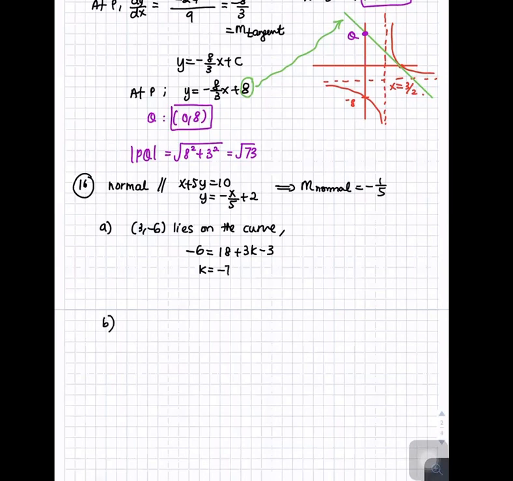Now it's a looping again. They said find the coordinate of the point where the normal meets the curve again. So it means it's a quadratic curve. When you are having a quadratic curve, maybe it's meeting at 2 points. So they want you to find the other coordinate. So you already have dy/dx? Yes, it's negative 1 over 5.